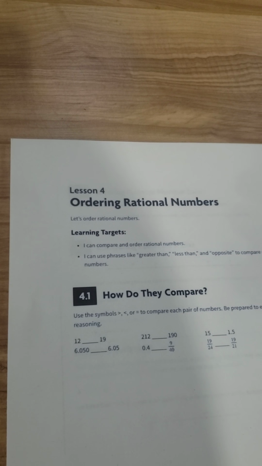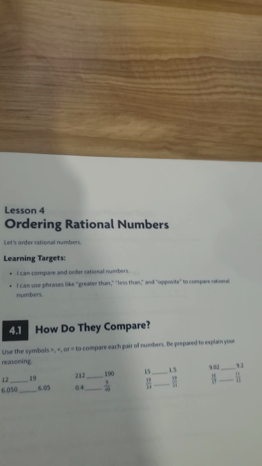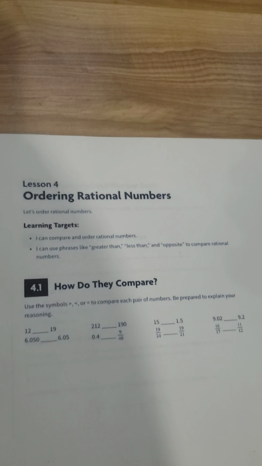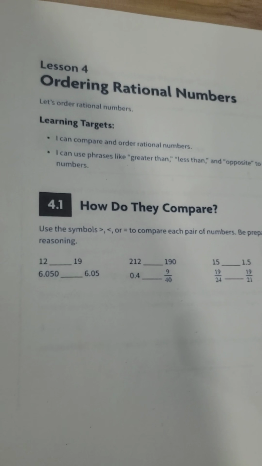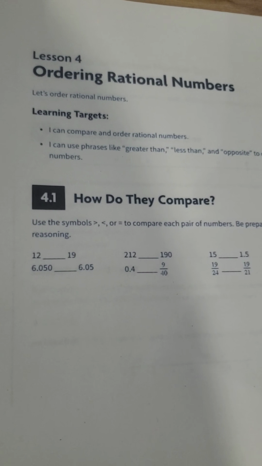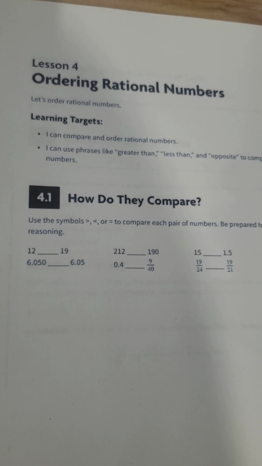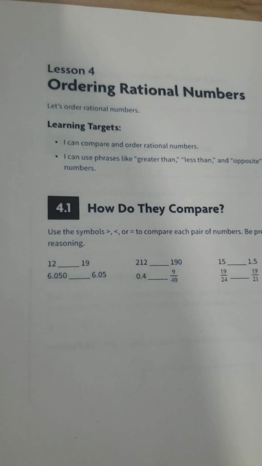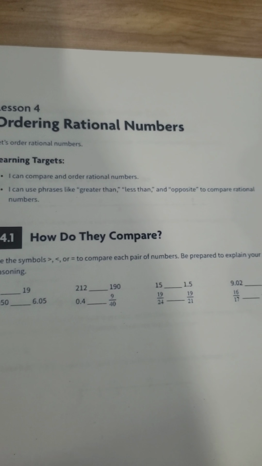Hey guys, so today we're going to do lesson 4, ordering rational numbers. If you have your workbook, take it out and turn it to page 33. We're going to do 4.1, which is going to be the warm-up. How do they compare? You have a bunch of problems here, and you have to put the symbols greater than, less than, or equal to compare the numbers. So pause the video and answer those, and then come back and I'm going to put the answers up.